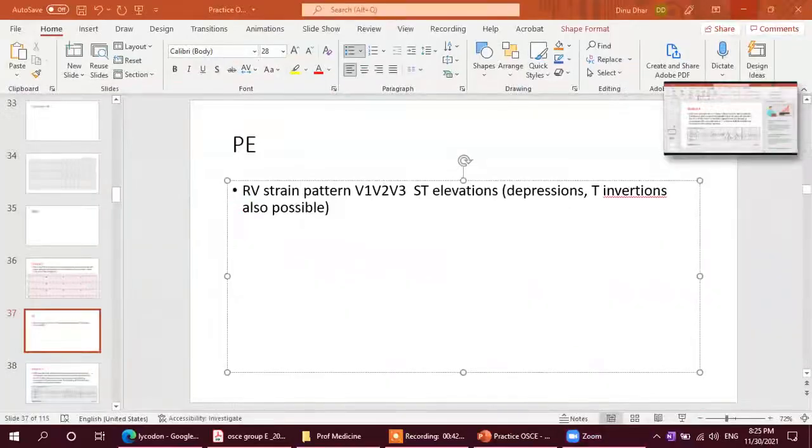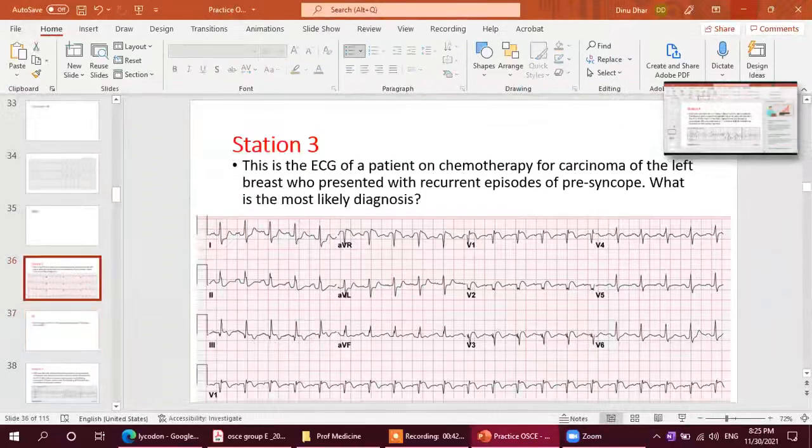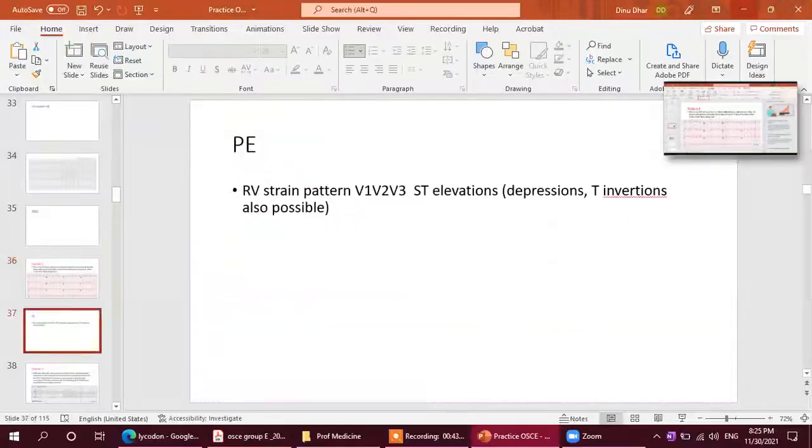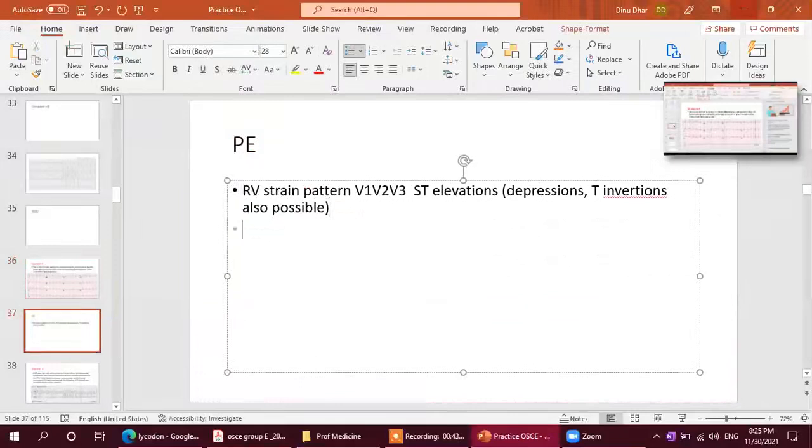So in pulmonary embolism you will have RV strain with an S1 Q3 T3 pattern. There is a deep S wave in lead 1, and a T inversion and a Q wave in lead 3. Right? That is a typical feature.